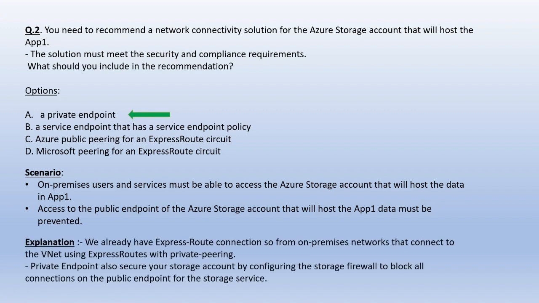Here's the explanation. We already have an ExpressRoute connection, so the on-premise network connects to the VNet using ExpressRoute with private peering, and the private endpoint also secures the storage account by configuring the storage firewall to block all the connections on the public endpoint for the storage services. So if you go for the private endpoint option, that will fulfill all the requirements.